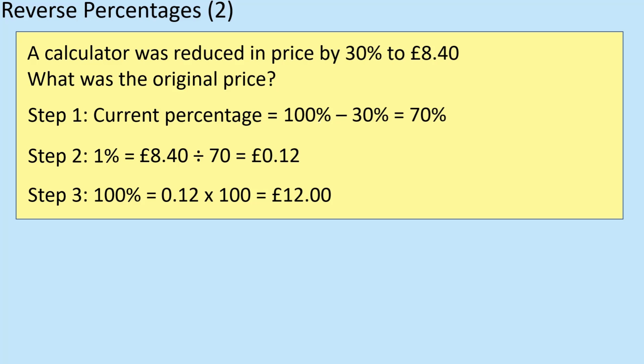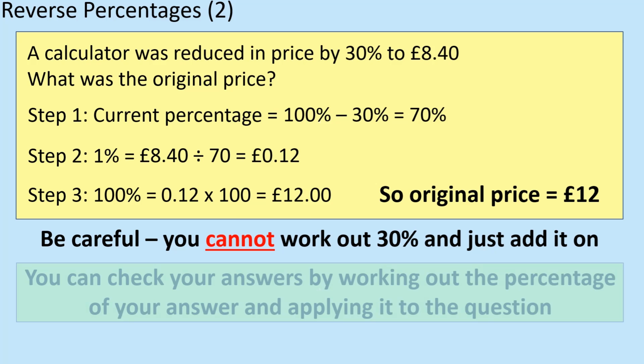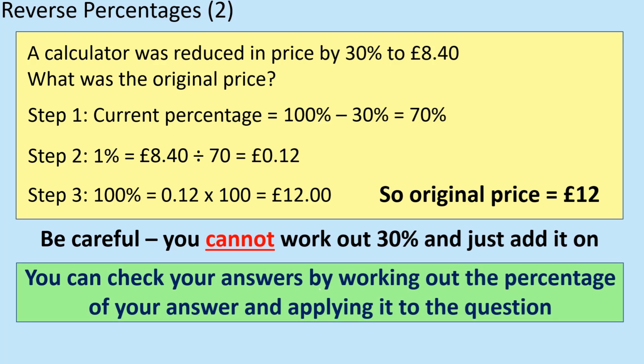Like I said before, you could work out 30% of £12 and take it off just to be sure, but I assure you that is absolutely right. So it's like before, consider what's happened and what you've currently got. I've mentioned it here, nice and bold: you cannot work out 30% and then just add it on. It just does not work. You can always check your answer by working out a percentage of your answer and applying it to the question. You can work out 30% of this and take it off and make sure you get this, and you will do. So that's reverse percentages.